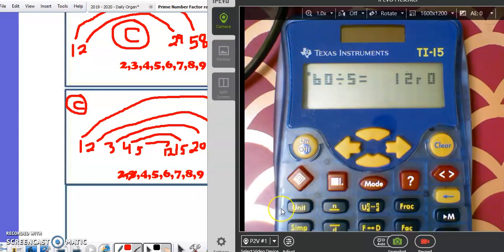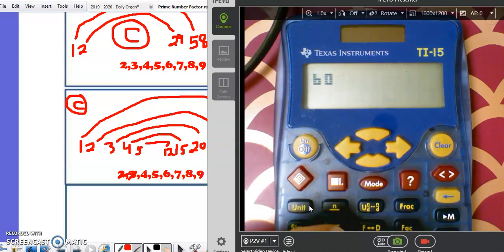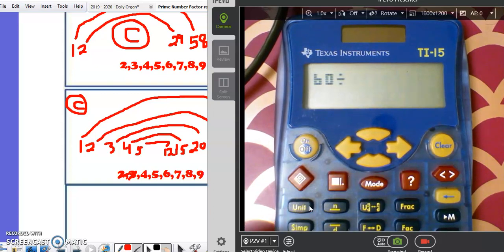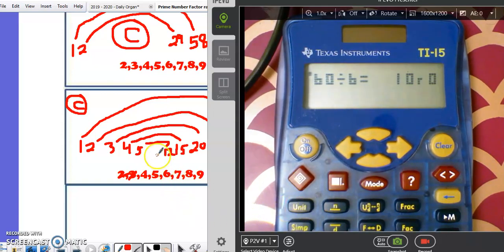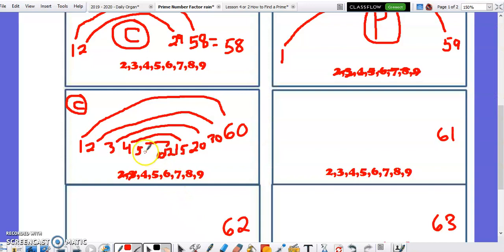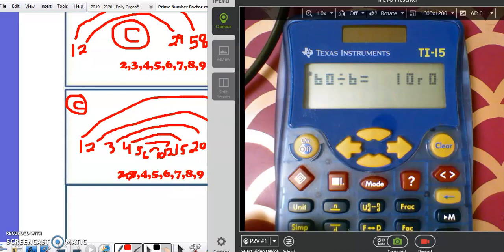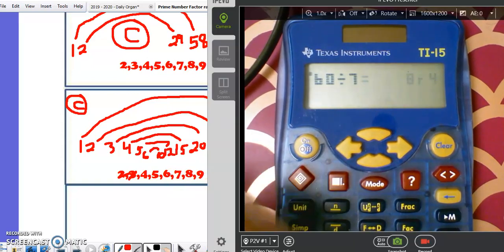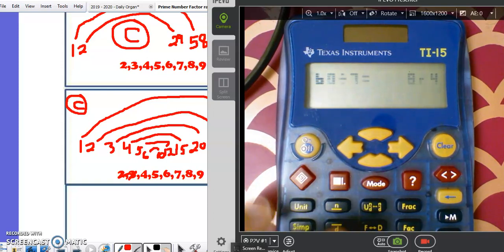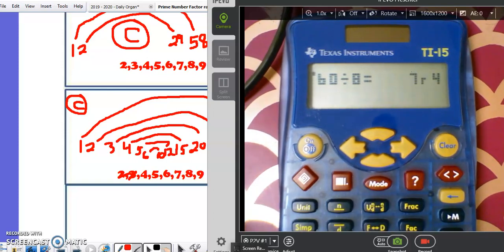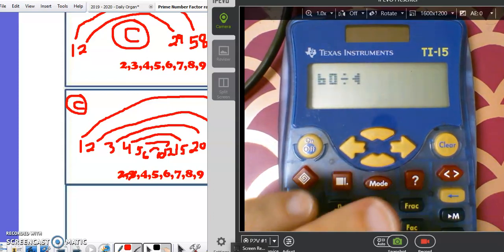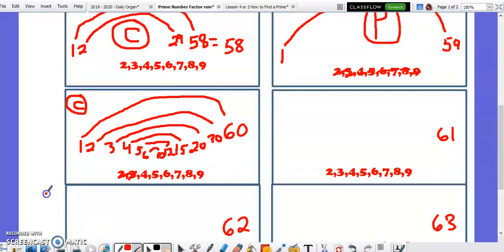Let's check the other ones at this point. At this point, you can check 6. It is a factor, because 10 would be the number that matches up. And then I could check 7. How do I check 7? Take 60, divide it by 7, and recognize that it is not a factor. 60 divided by 8, not a factor, and 60 divided by 9, not a factor, which means these are all of the factors of 60. And because there's so many rainbow links, it makes it a composite number.